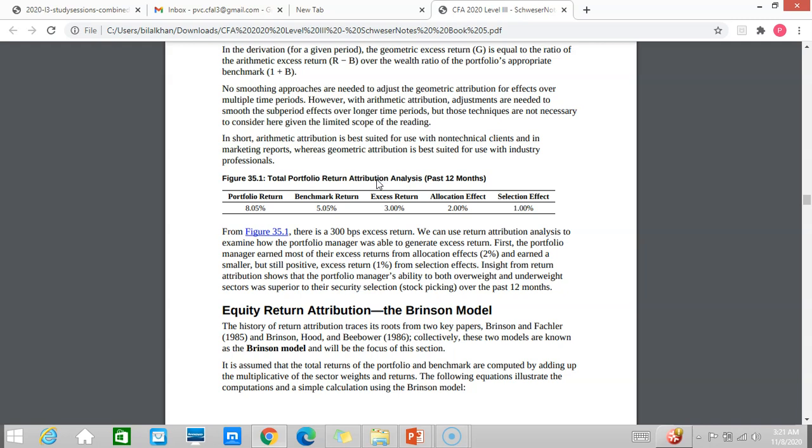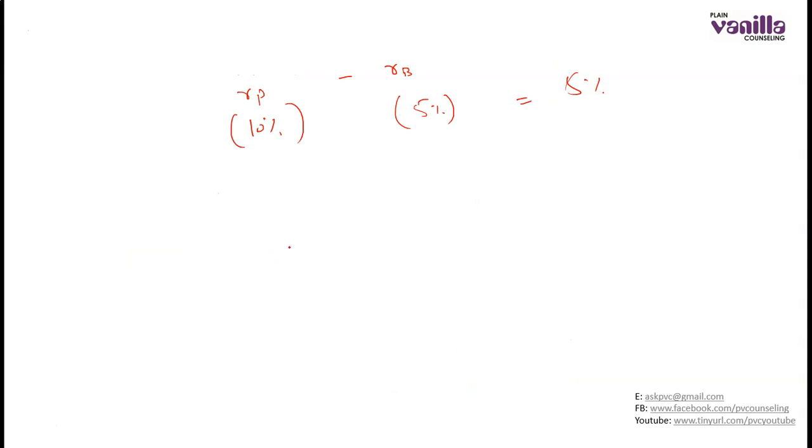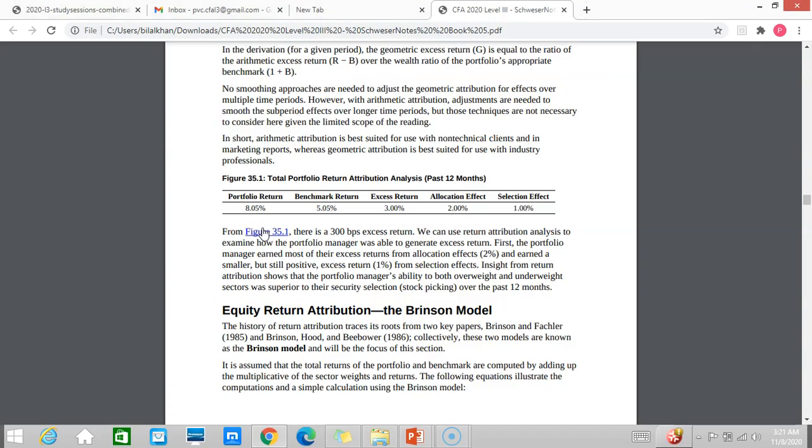Selection effect is that maybe in the benchmark there was a security which you thought would underperform and so you did not buy it, but instead you bought something else. So due to your selection you generated extra return. So your excess return, which is your alpha, could either be due to allocation, that is applying different weights than the benchmark, or it could be due to selection, that is selecting some other asset or security than your benchmark.